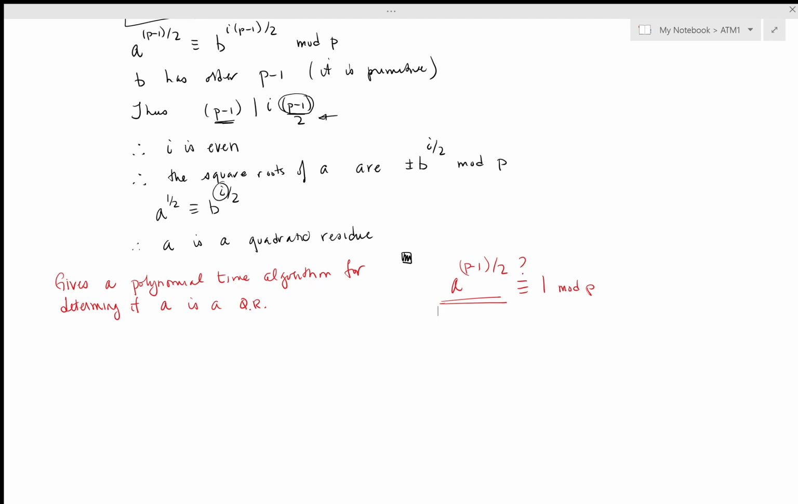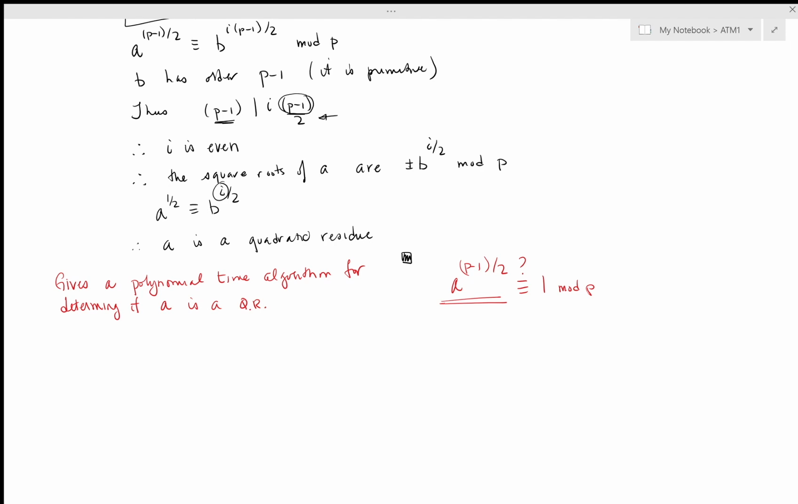So what we've done is we've proved Euler's criterion, and what I'm saying now is that this gives us a polynomial time algorithm for determining if a is a quadratic residue, because that's the calculation that we need to make. We need to compute a to the (p minus 1) over 2. And we already spent a couple of videos back understanding how to do modular exponentiation quickly.